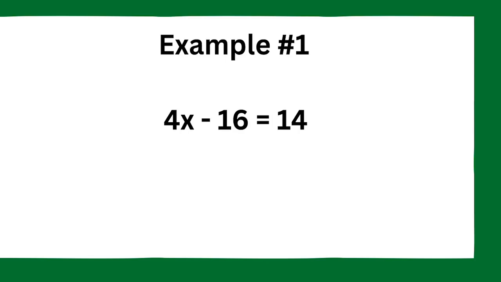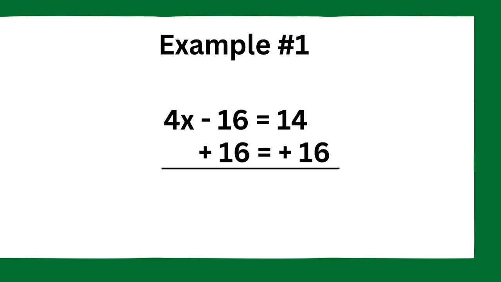So for my very first example, I have 4x minus 16 equals 14. Now, I already see that it's subtraction here, and I'm going to want to do the opposite of subtraction, which is addition. So I would do plus 16 on both sides of the equation, like done in our steps. We identified the operation being done. We're going to do the opposite operation, and we're going to do it on both sides of the equation. Those are steps 1 through 3 that we've already done.